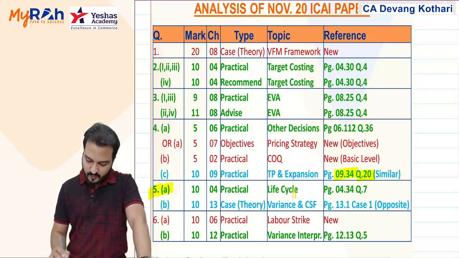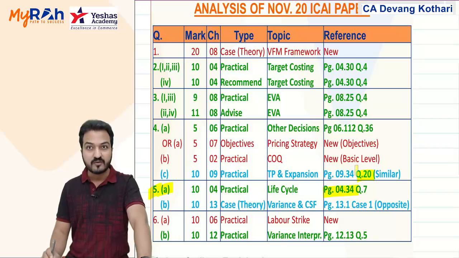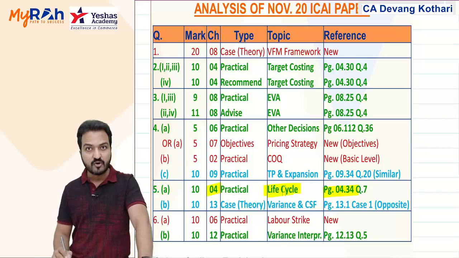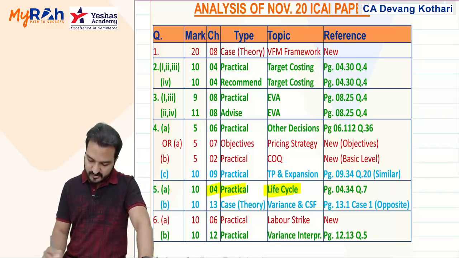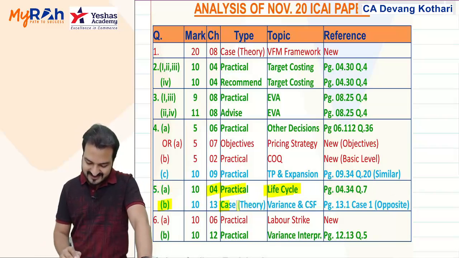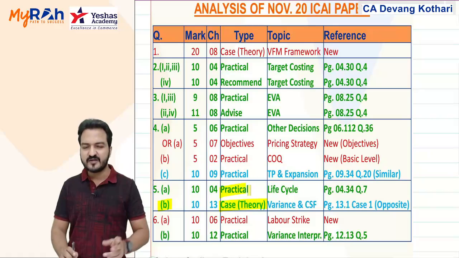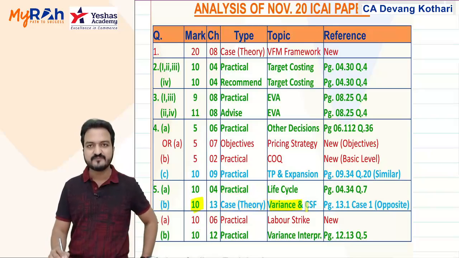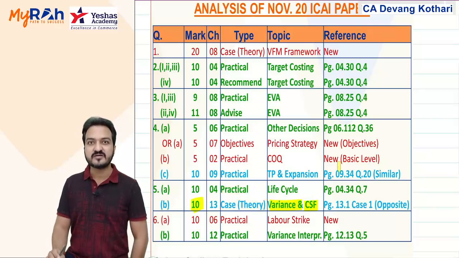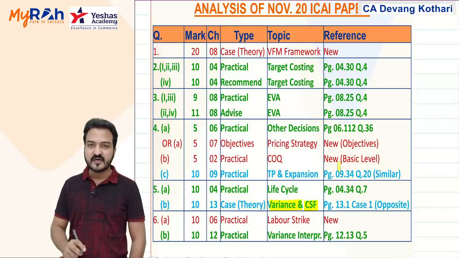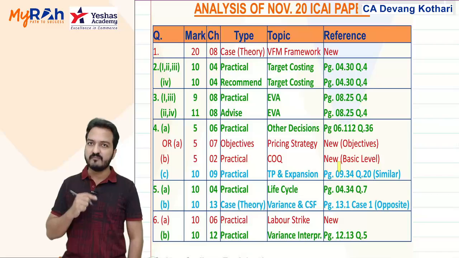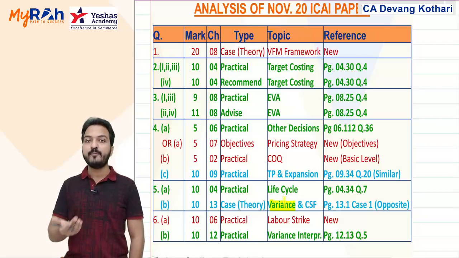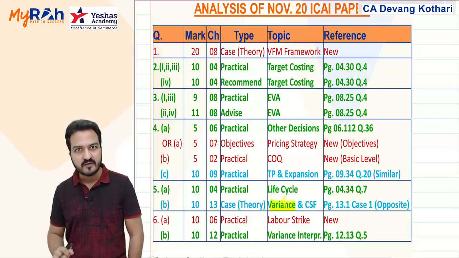Question 5a was again directly from our book, page 4.34, again from chapter 4, life cycle costing, again a practical question. And 5b was a case study, a small case study given, again 10 marks, and it is regarding variance and critical success factor. Technically this case study is also exactly from my book, but the variances given here are opposite than the ones we did in class.